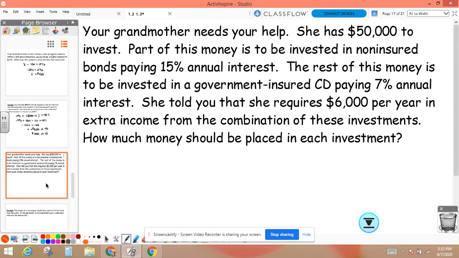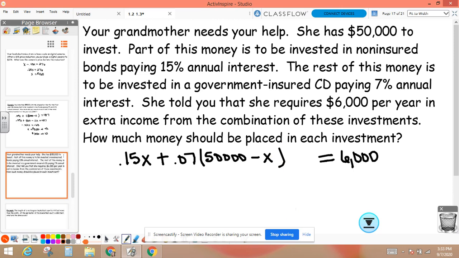Okay, so this one is similar. Your grandmother needs your help. She has $50,000. Part of this money is to be invested in non-insured bonds that pay 15%, and the rest is to be invested in a government-insured CD that pays 7%. She requires $6,000 a year in extra income. So she is doing 15% of part of her money, and she's going to add to that 7% of the rest of her money to get to that 6,000.